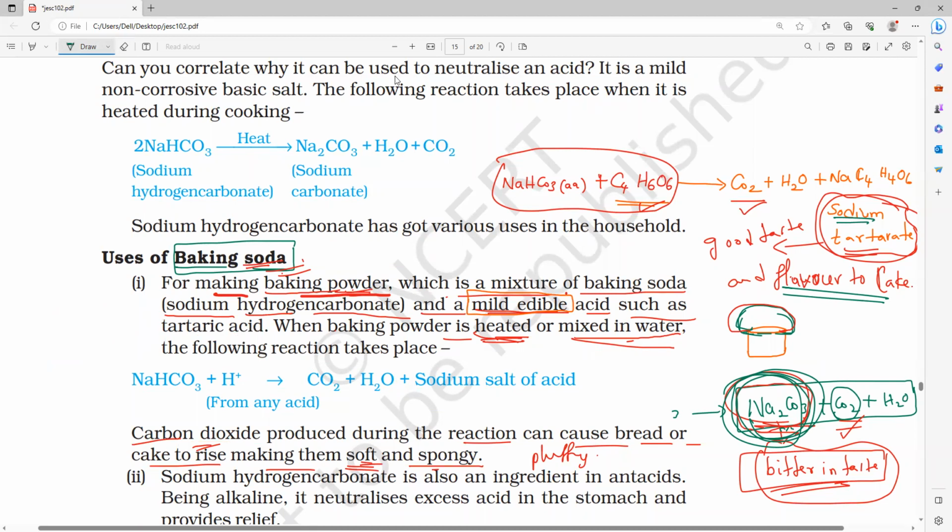Generally, we will add our real life application. Tartaric acid is not easily available. What is the popular acid we will be getting? We are getting citric acid. Simply put Na+ in the aqueous state. So Na+ means what? Sodium salt of the acid. So for that salt example, you can write sodium tartrate.